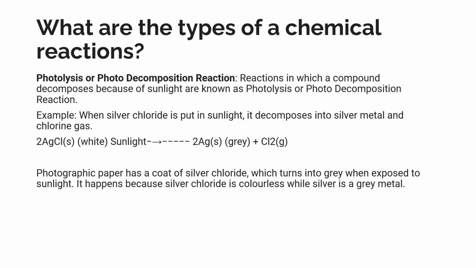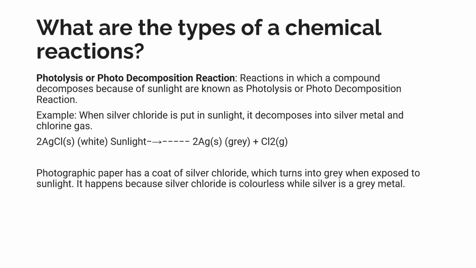So what are photolysis or photodecomposition reactions? The reaction in which a compound decomposes because of sunlight is known as photolysis. We all know photo means light, or photodecomposition reaction. For example, when silver chloride is put in sunlight, it decomposes into silver metal and chlorine gas.